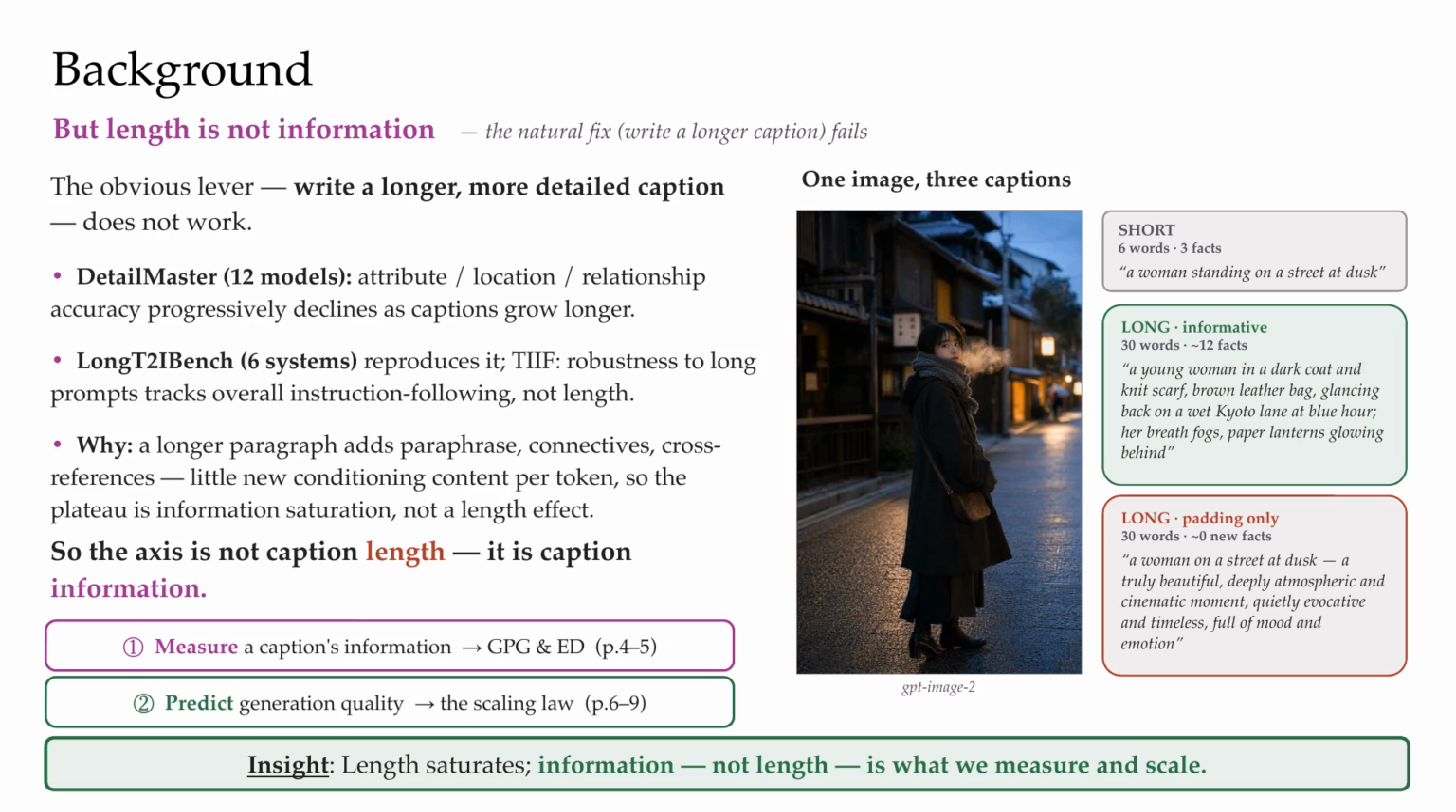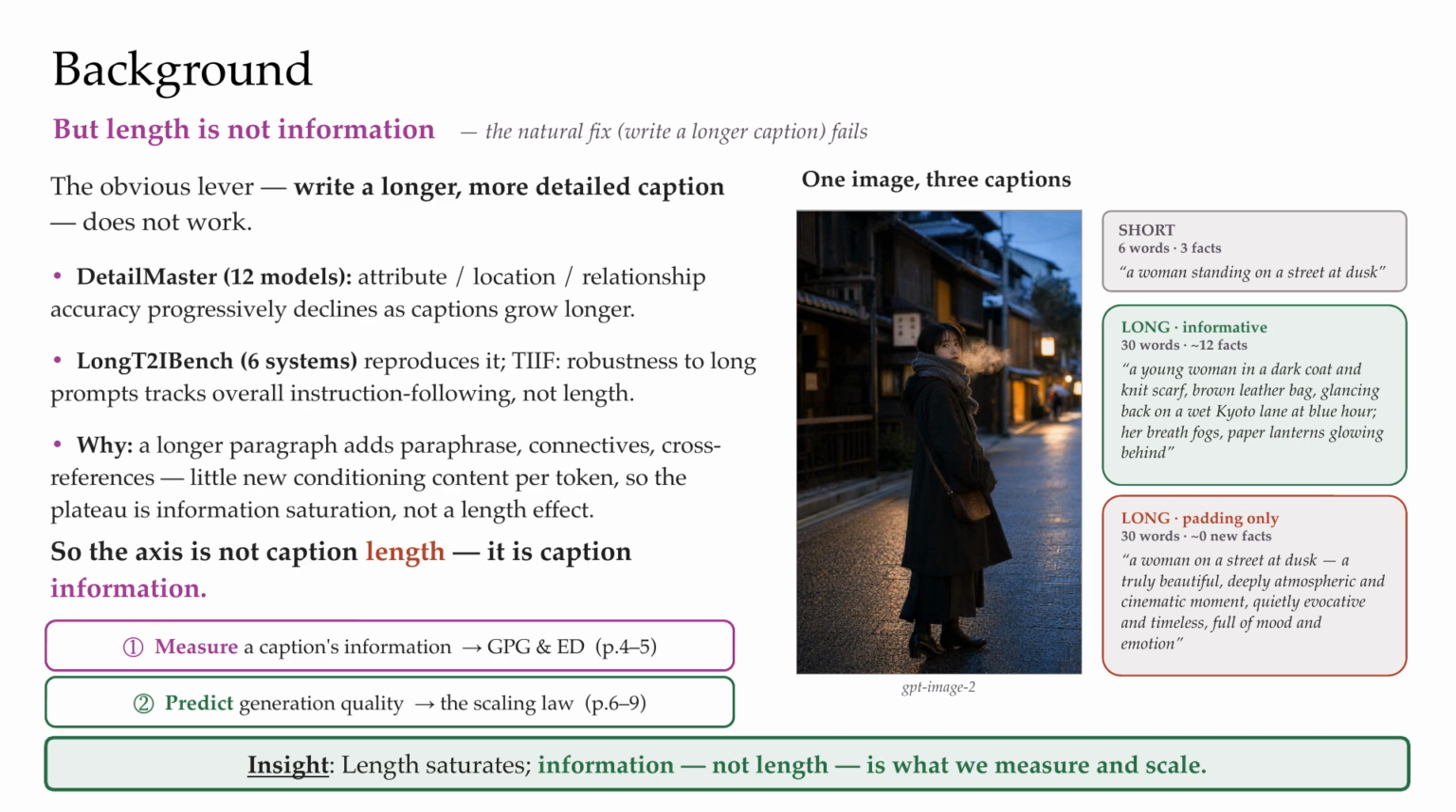Give a generator one short prompt, and it returns an image dense with objects, attributes, layout, and text. The model supplied all of that, not you. So to control it, that detail must be written at the captioning stage. The obvious move, a longer caption, fails. On Detail Master, accuracy declines across 12 models as captions grow. 2 of these 3 captions are 30 words, but one adds 12 facts and the other adds none. Length and information came apart.